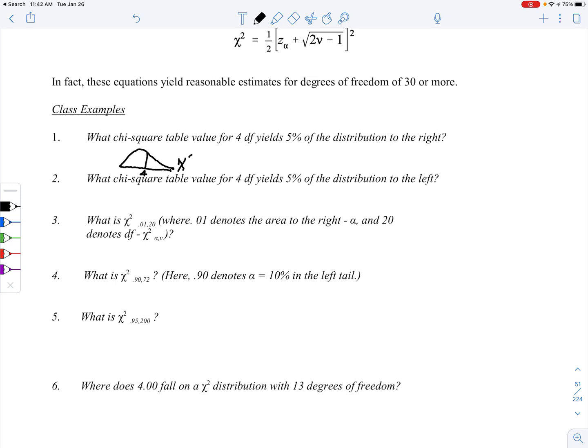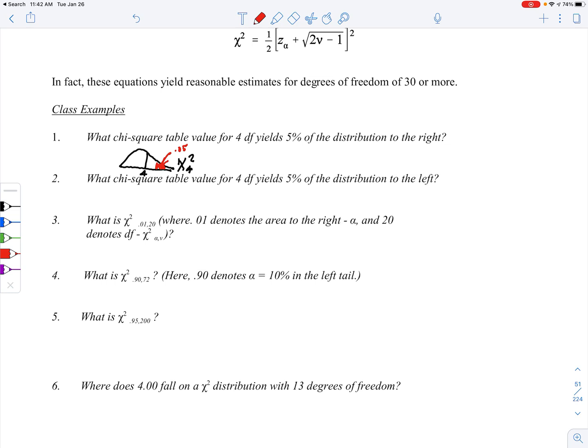This is going to be a chi-square distribution with 4 degrees of freedom, just like we had a t distribution with its degrees of freedom. And then we go and we take a look at 5% in the right-hand tail. So that would be like this. That would be 5% here.